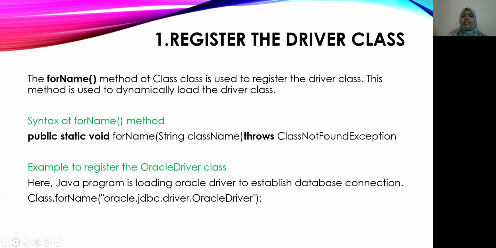The syntax of the forName method is public static void forName, and you need to write the String className, and it might throw a ClassNotFoundException. Now, an example to register the Oracle driver class: here is an example, that is Class.forName, and here we are just passing the name of the class.